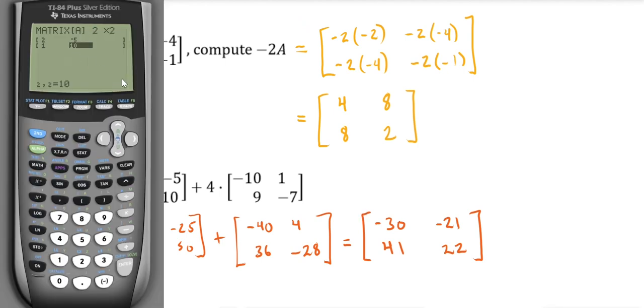We could also define a matrix to have the entries as given, and define its companion matrix in the same way. And with these entries in place, I could just write what is 5 times my matrix A plus 4 times my matrix B, where I've stored the other matrix, to have the calculator do such an operation for me.